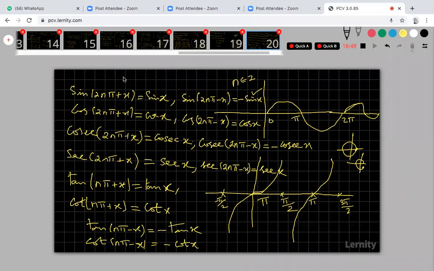This is true for this entire slide. Your n is in Z only, integers. That means 2n pi can be positive or negative, and these are the results. Please take that note. We will go to the next problem.